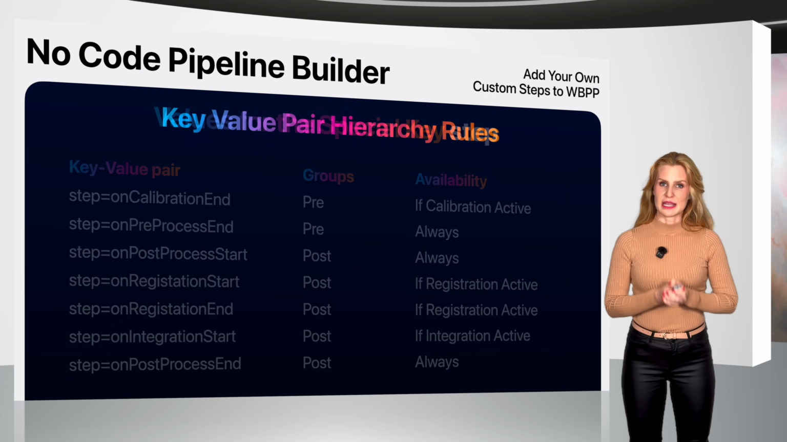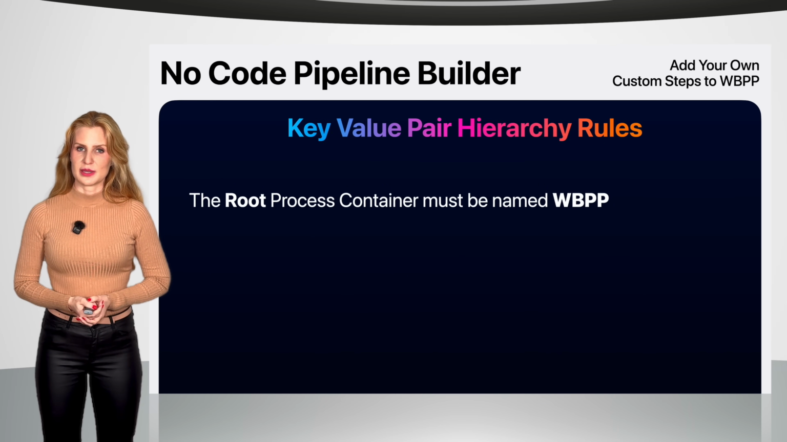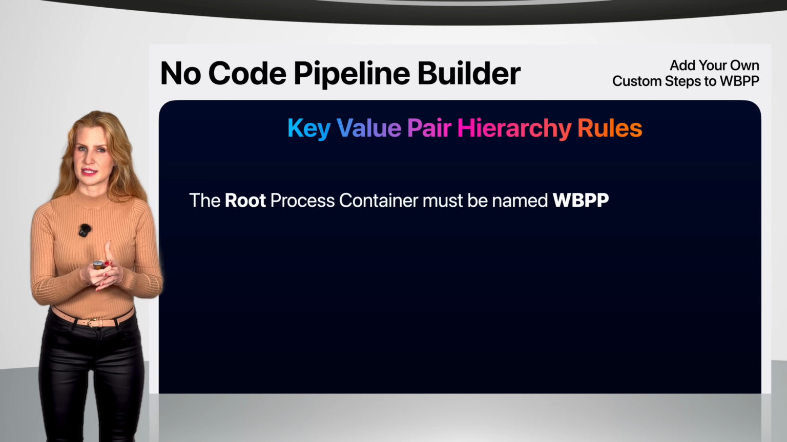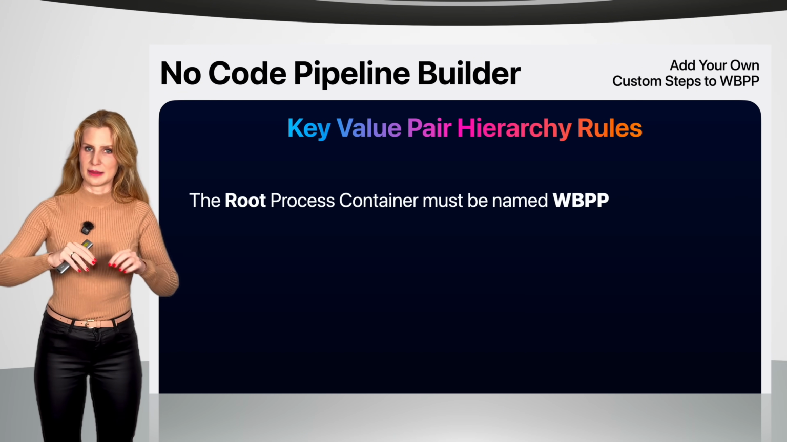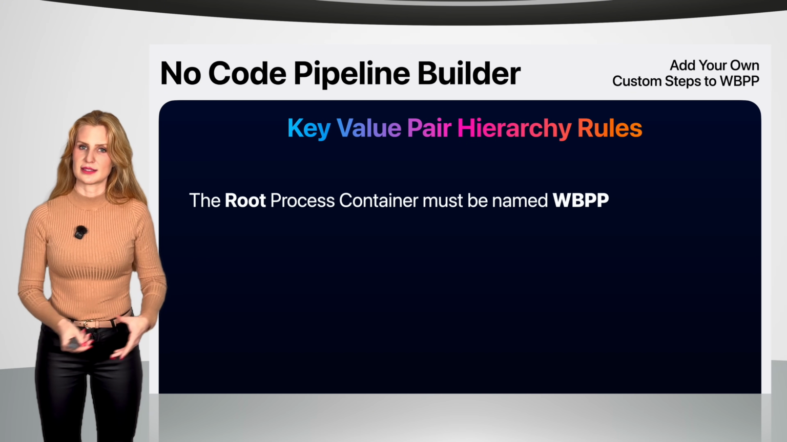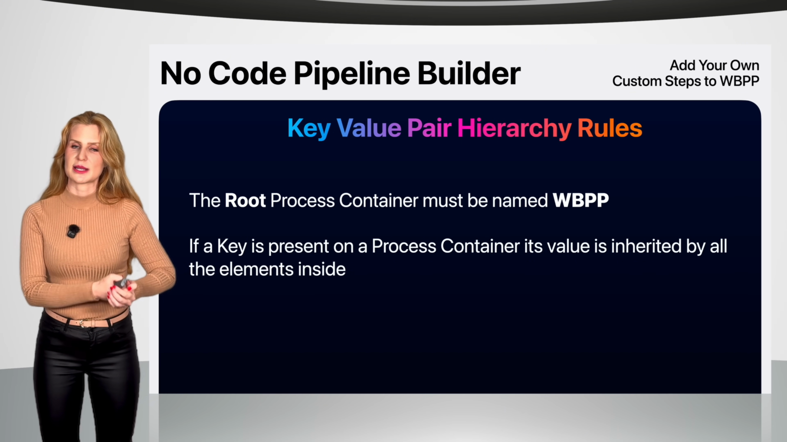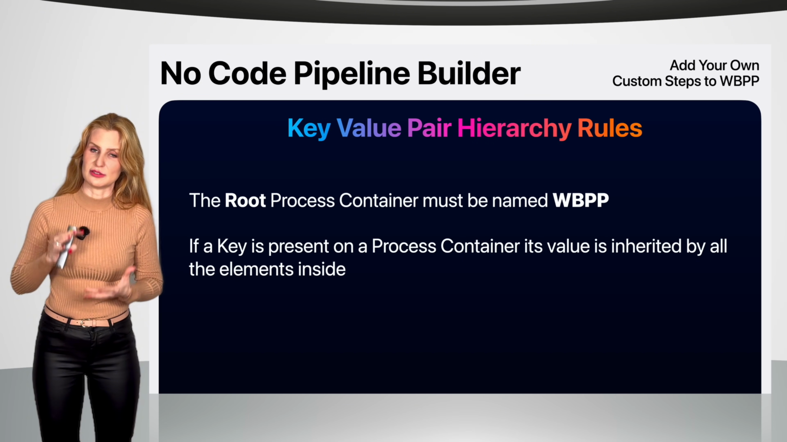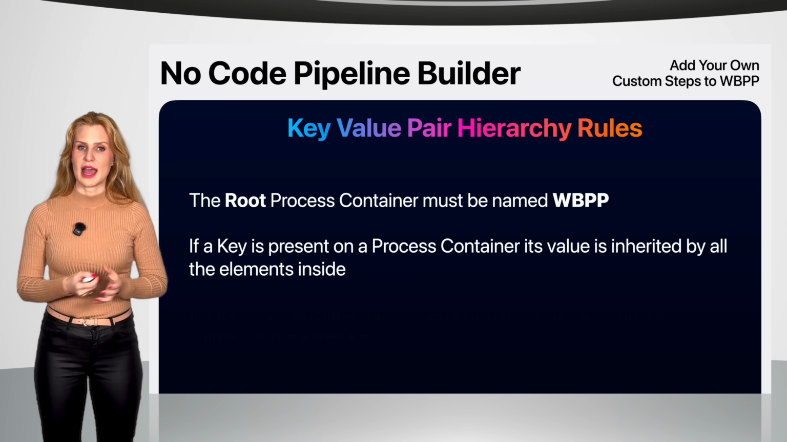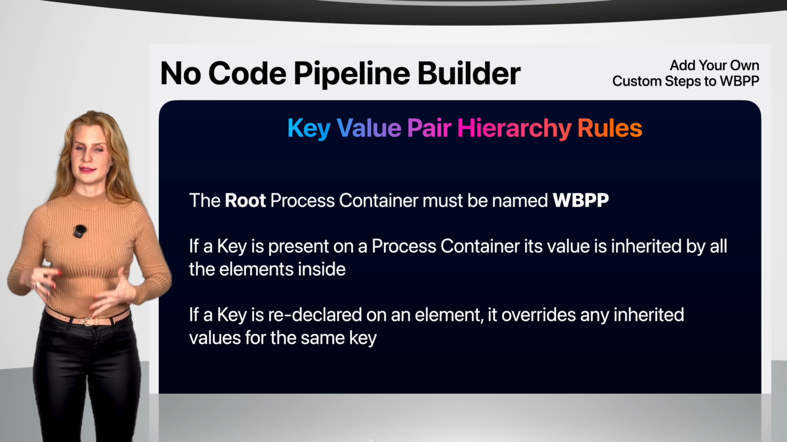We do have some naming rules to make sure that it works correctly. The main process container that we use to define the steps must be called WBPP. When I say that the process container must be called that, we create a process container, create a process icon out of it, and we name that WBPP because this is what we can access from the code. Then, when a key such as step is present on the process container, that will be implemented on all the processes or levels below it. We have this hierarchy rule. However, if we redeclare the step on an individual process, that will override the level above.